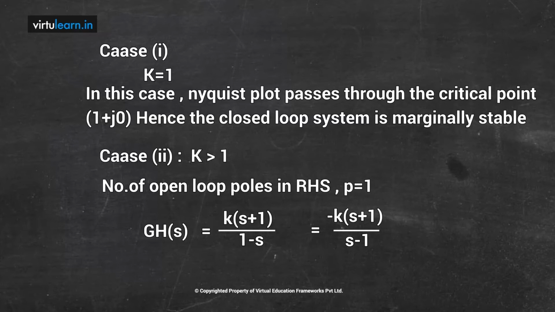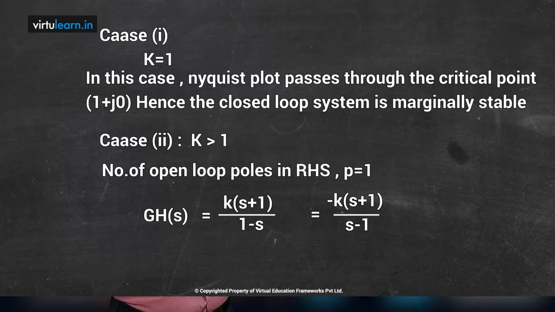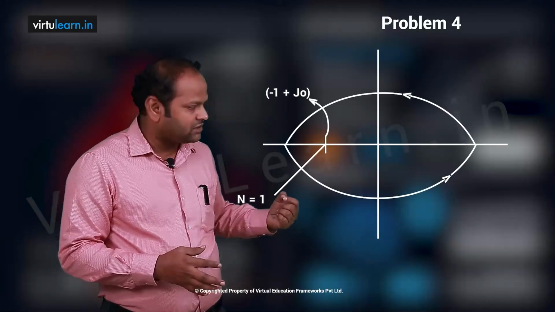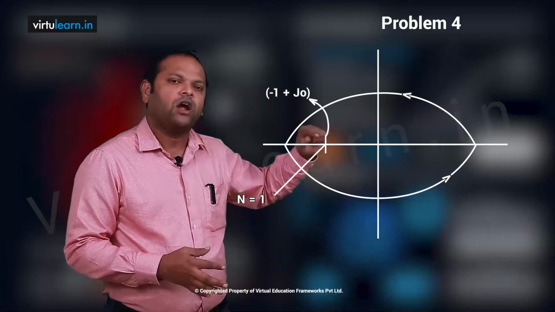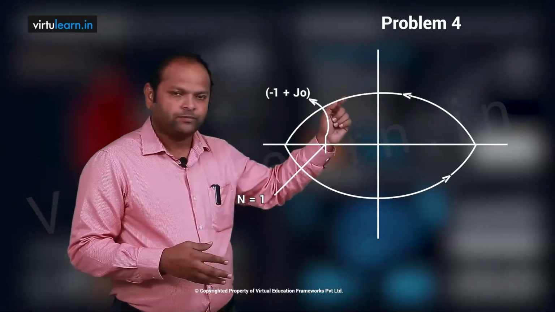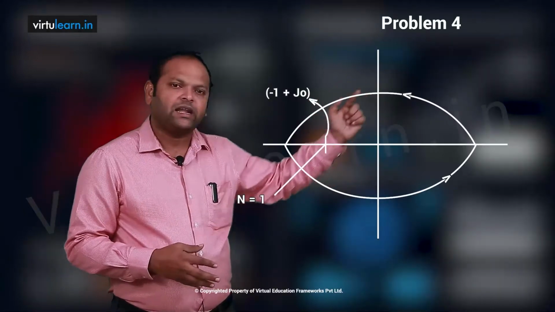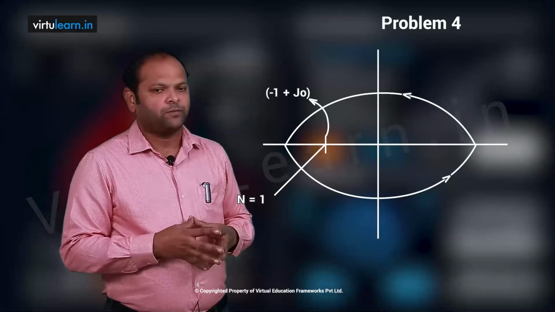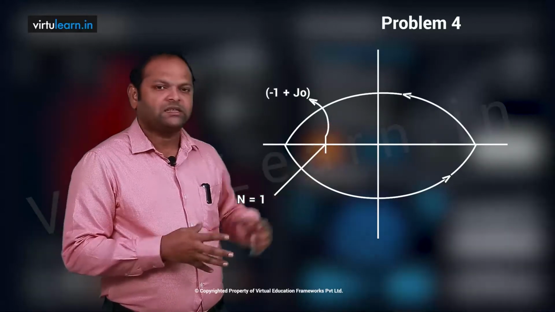Second case. When k is greater than 1, where will the critical point be? It is very clear the critical point is inside. When the critical point is inside, you draw one line towards the left direction. See how many intersections we have and what the direction will be. We know the direction is like this, which is anti-clockwise, and what is this n? The n is going to be 1. So n is 1 in this case.